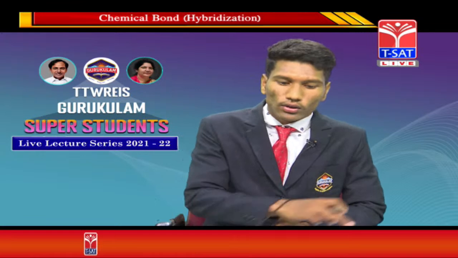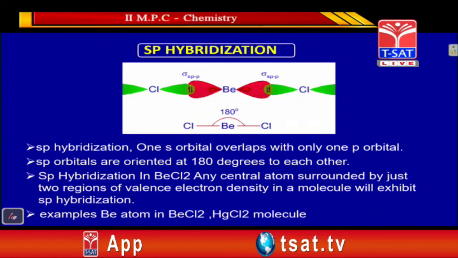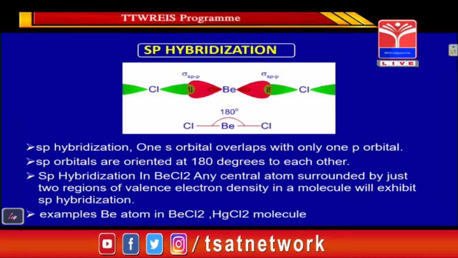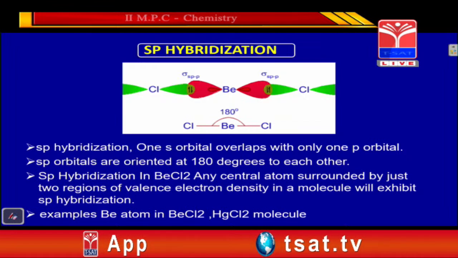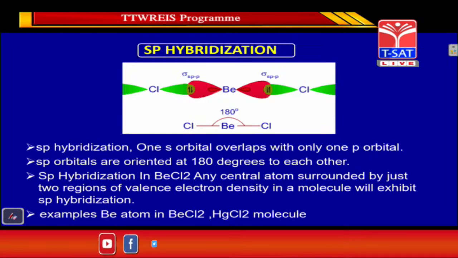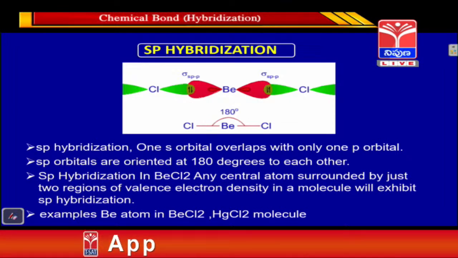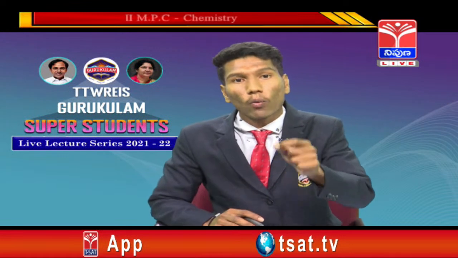Okay guys, first of all we are going to learn about sp hybridization. What is meant by sp hybridization? We know what hybridization is: the intermixing of orbitals to give new hybrid orbitals. Sp hybridization is the intermixing of one s orbital and one p orbital, giving new sp hybrid orbitals. The sp orbitals are oriented at 180 degrees, giving a bond angle of 180 degrees.